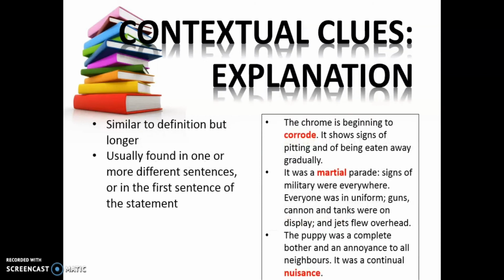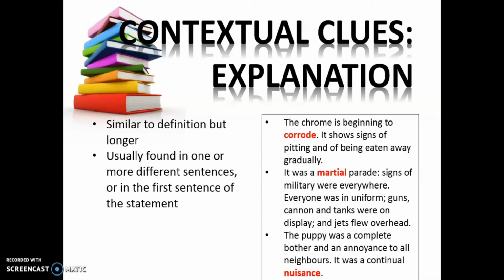How about explanation? It is similar to definition, but it is longer, and usually you can spot it in more than one sentence. You can always find it in one or more different sentences or in the first sentence of the statement. For example, the chrome is beginning to corrode. It shows signs of pitting and of being eaten away gradually.